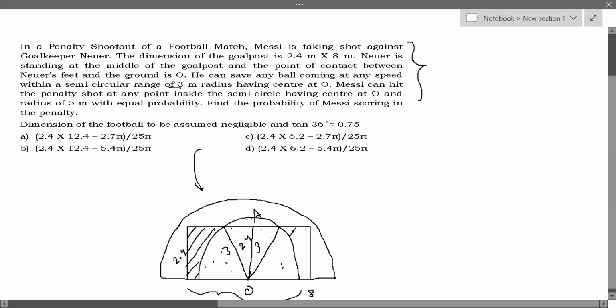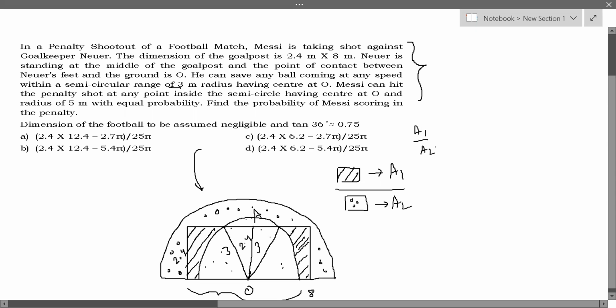So the portion that I'm highlighting right now, if the ball comes in this region, then it will be a goal. Now, Messi, on the other hand, can hit anywhere in this semicircular range. So basically, the answer of this question will be the area of this region, which I have represented with lines, let's call it A1, and the area of the semicircular region, which I have represented with dots, let's call it A2. So A1 by A2 should give me the answer.